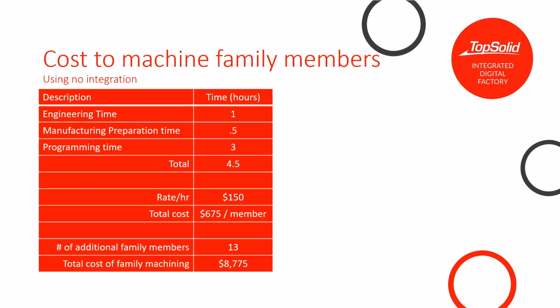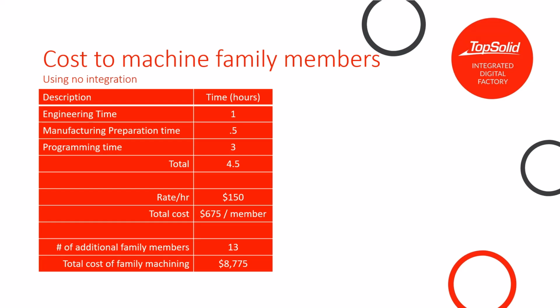Now, let's take a look at the cost to manufacture the family member. And here we're looking at using no integration. So let's say you used Product X. I'm not going to pick on any of the other CAM softwares. That's not the point of this. But let's say you're using Product X. So you're going to have to do some level of engineering because you have to go find the other part. You have to draw the other part. You have to do whatever. Okay? Because you don't have an integrated solution. So I'm going to put an hour down for that.